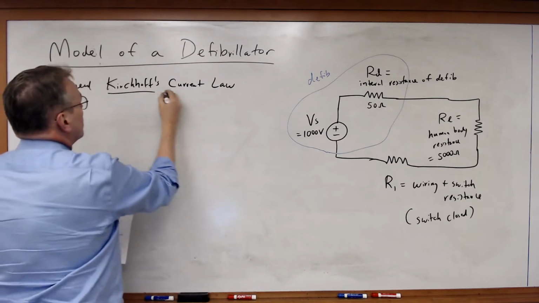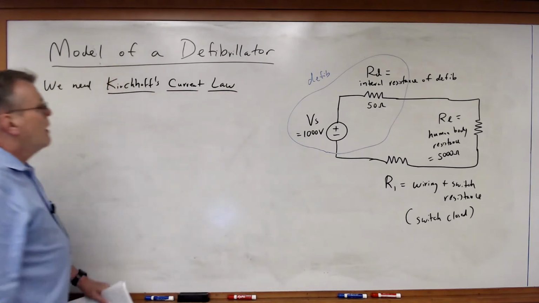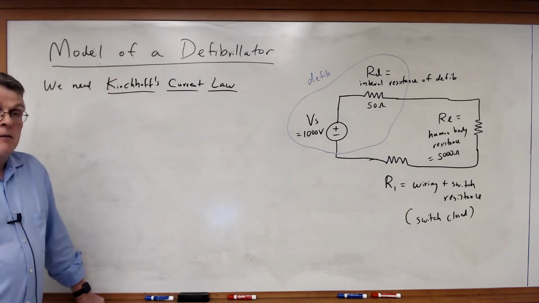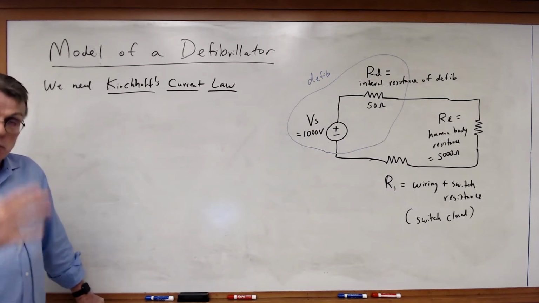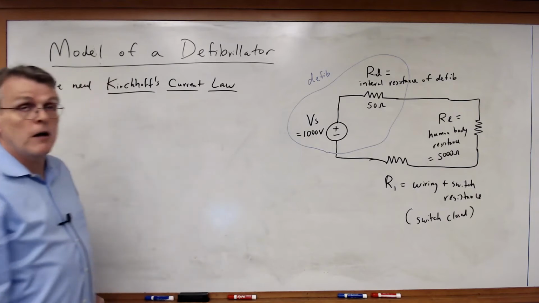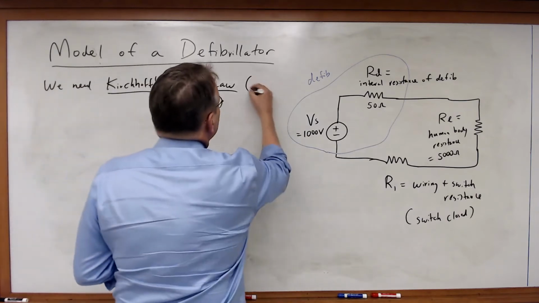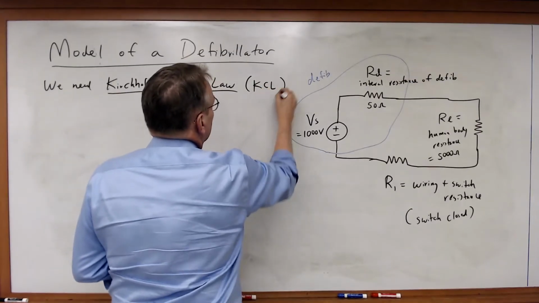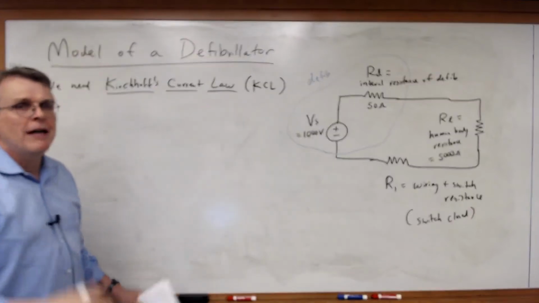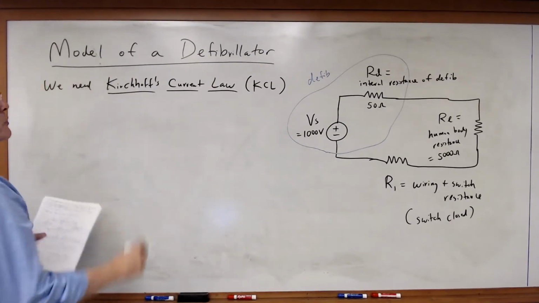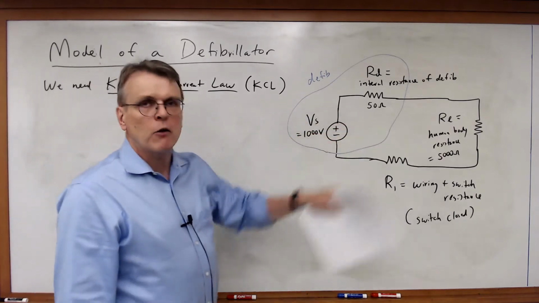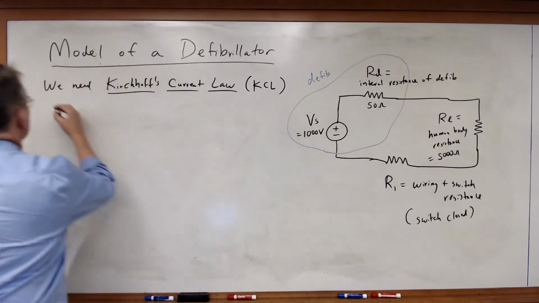Kirchhoff's current law, and this is the second of the three primary circuit laws we're going to learn. The first one was Ohm's law, so this is Kirchhoff's current law. We abbreviate this as KCL, and in fact, throughout this course, you'll hear it called KCL. Okay, so we need Kirchhoff's current law in order to be able to write equations to solve the circuit.